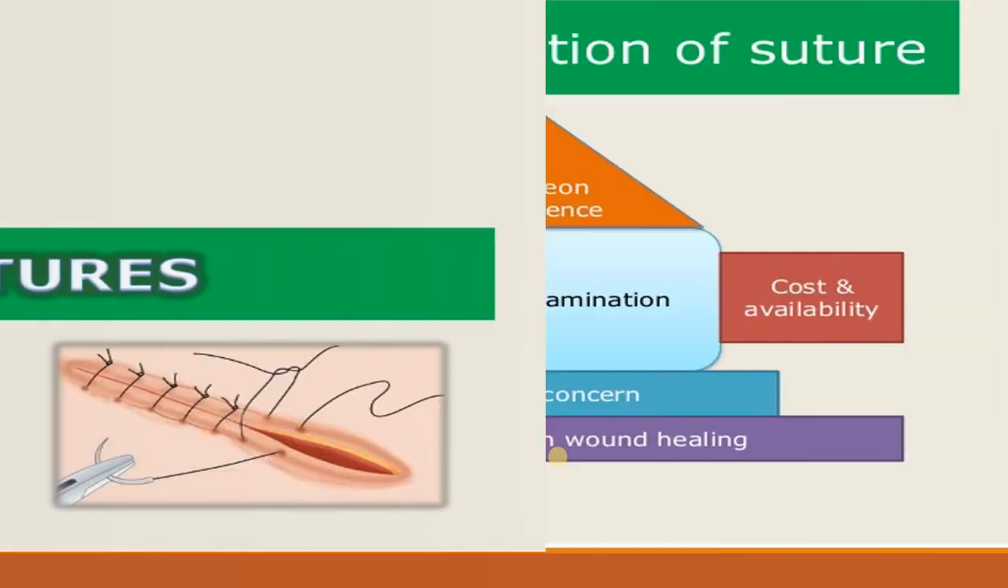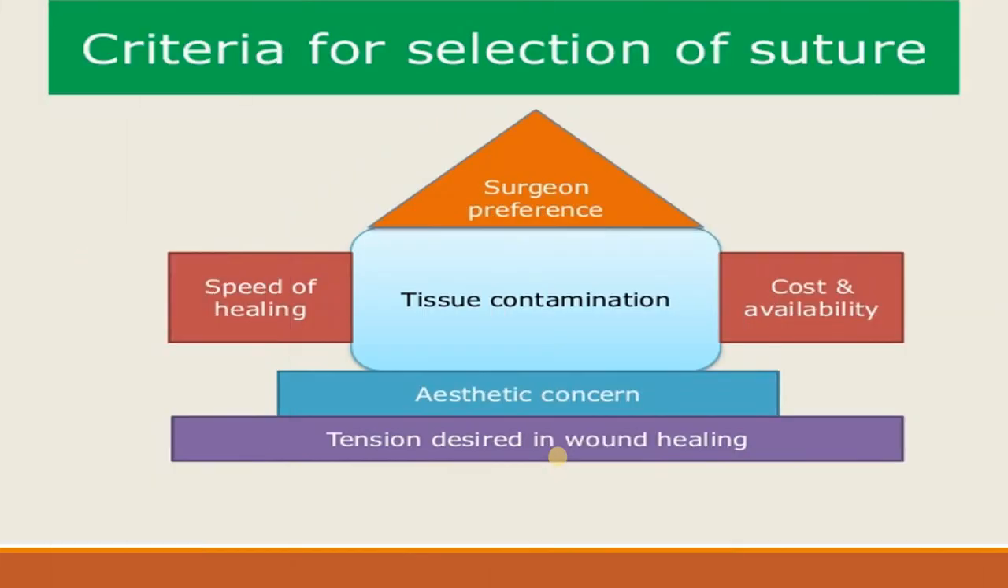Okay, first is criteria for selection of sutures. First, surgeon preference, speed of healing, tissue contamination. Okay, cost and availability. Next, anesthetic concern. Next, tension, desire to hold healing. These all are the criteria for selection of sutures.